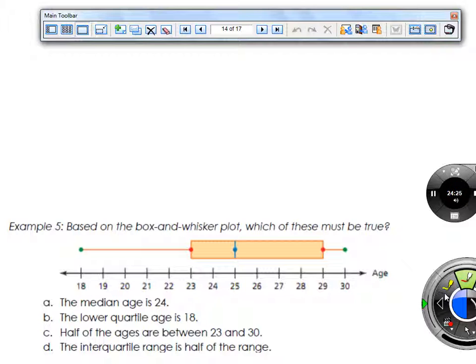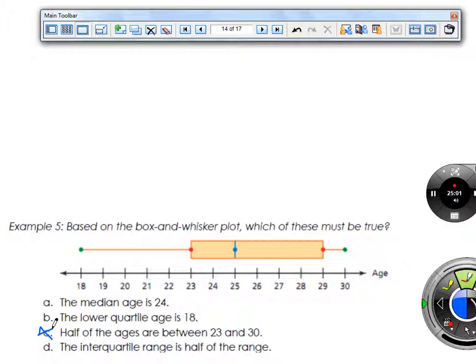Jordan. Okay, so why is C not true? Good. So she's saying from 23 to 30 is more than half the ages, not because of anything to do with these numbers, but because of the marks that we see right here. This is 25%, 25%, and another 25%. So that captures 75% of the people, not 50% of the people. So this is not true.